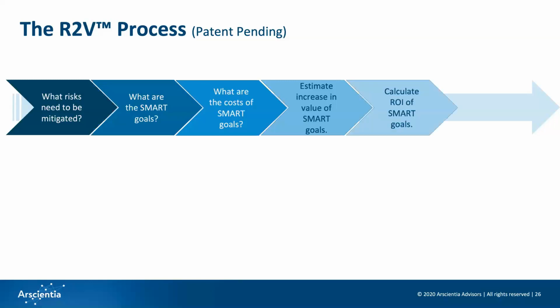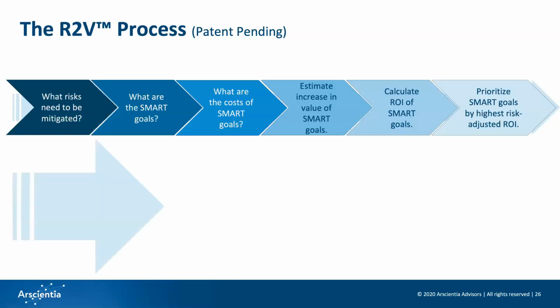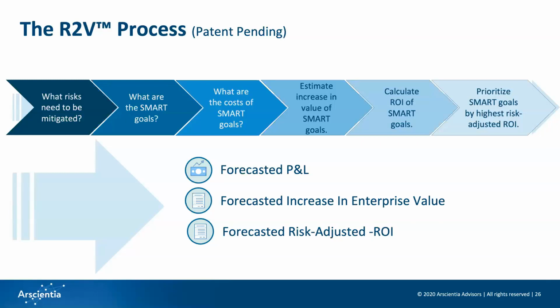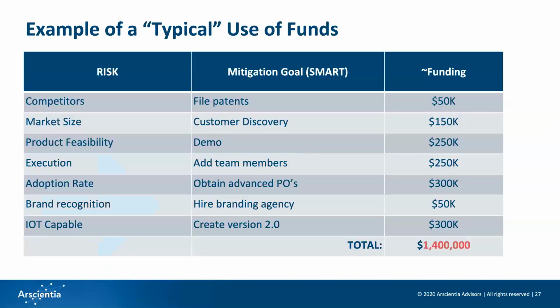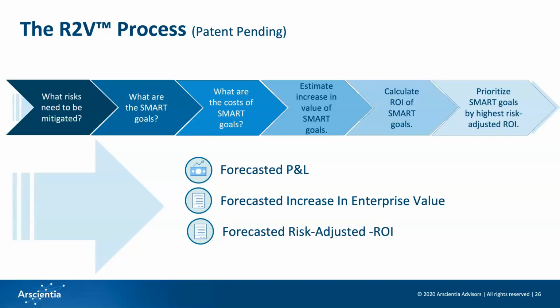And then you calculate the return on investment of each one of those SMART goals. And then you prioritize those SMART goals by the highest risk-adjusted return on investment. And then what you have now is a forecasted P&L, a forecast increase in enterprise value, and a forecasted risk-adjusted return on investment. And the forecasted risk-adjusted return on investment is so critical because that's what investors care about. And most entrepreneurs don't have what's really important.